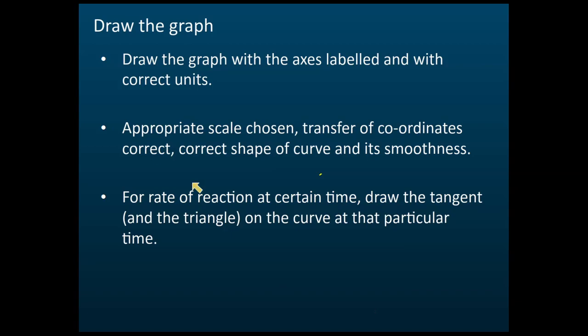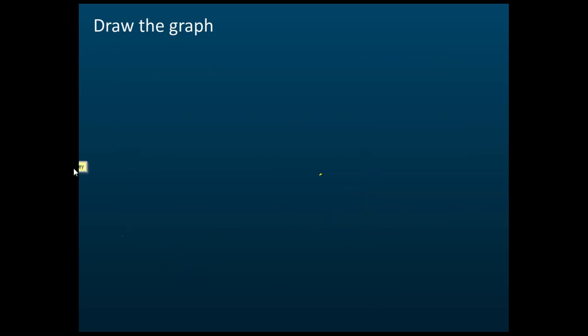Okay, now come to this rate of reactions at certain time. Draw the tangents and the triangles on the curve at that particular time. Okay, now what does this mean? What does this mean? Let's say you have a graph.